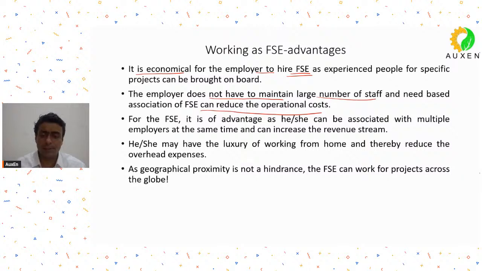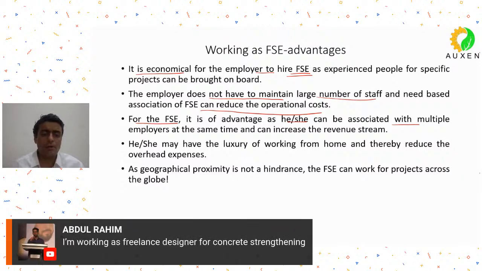Okay, so this is from the viewpoint of an employer who is going to ask for the services of a freelance engineer. Now, what are the advantages for a person who is going to work as a freelance engineer? He or she can be associated with multiple employers at the same time. It's not necessary that you only work on one project at a time. You may work on several projects with several different agencies, right? So you can compound your revenue generation by working for multiple people.